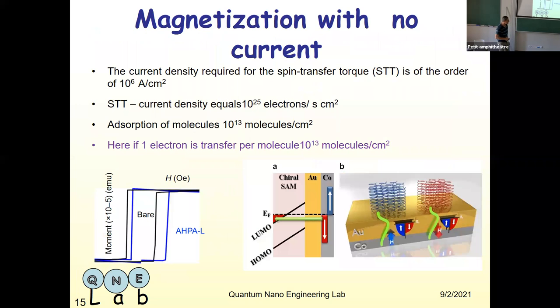Okay, but those are good questions. And it's very good because if you think about spin torque transfer, you need at least something like 10 to the 6 ampere per centimeter square. That is 10 to the 25 electrons per centimeter square. We use chiral molecules, about 10 to the 13 molecules per centimeter square. So we are missing 12 orders of magnitude. So in principle, it's a very efficient effect. And you need to add maybe some kind of fluctuation or dissipation to have this kind of spin filter.